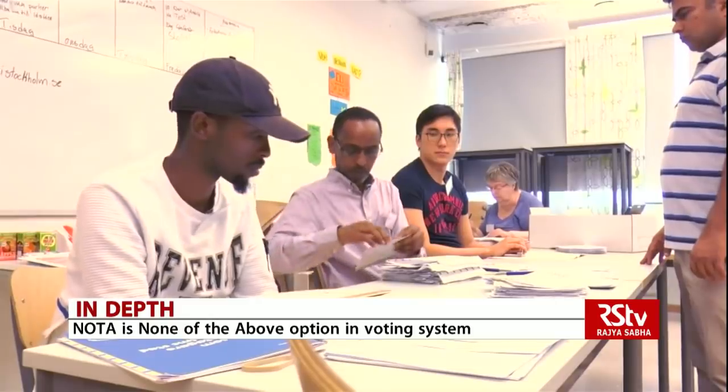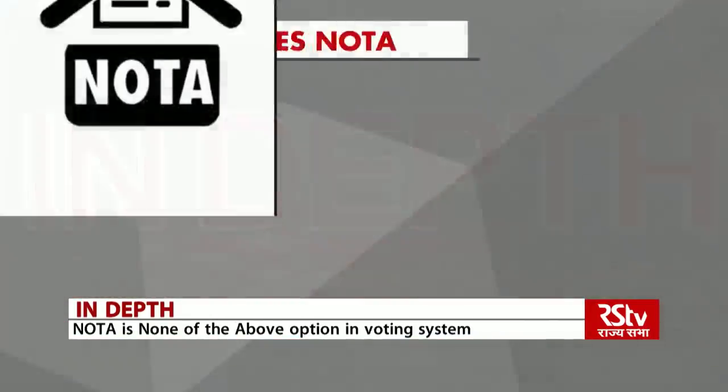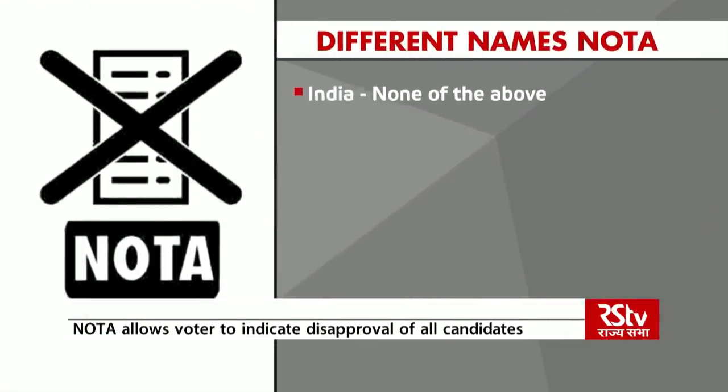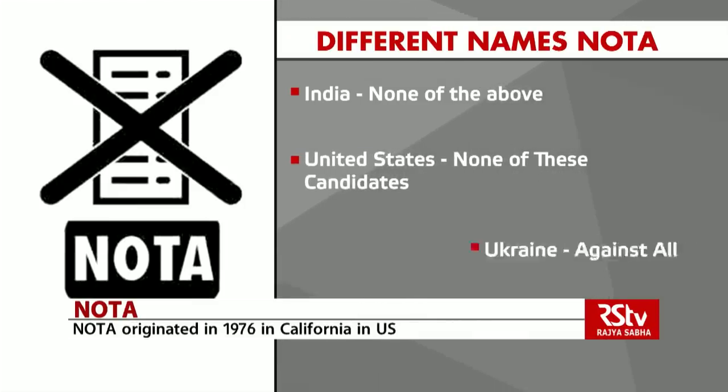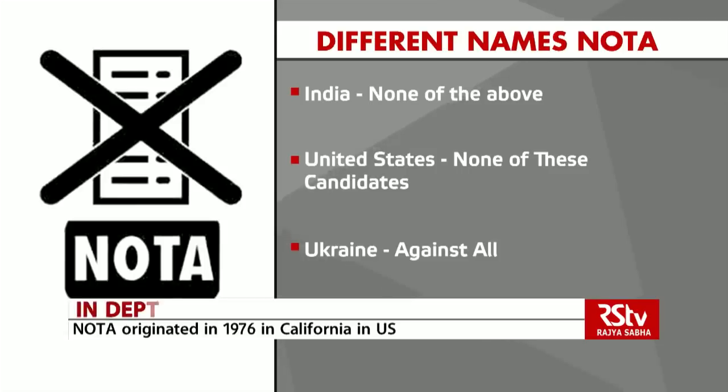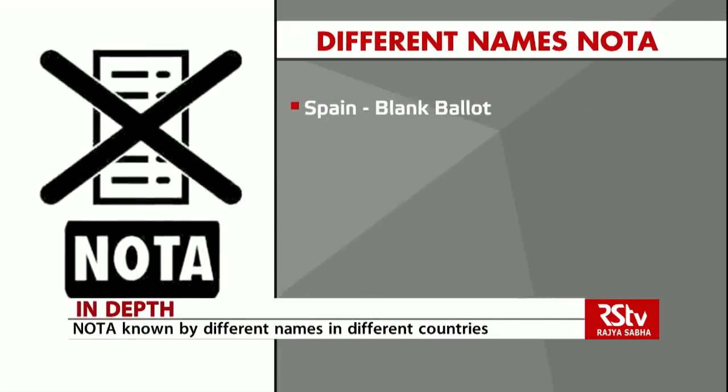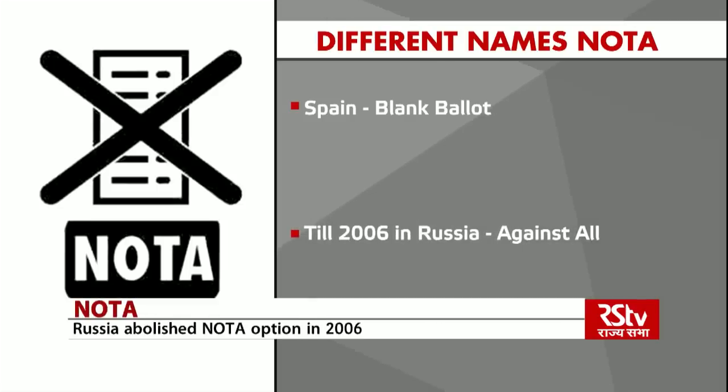Different names are used for the NOTA option. In India, NOTA means none of the above. In the United States, it is none of these candidates. In Ukraine, it means against all. And in Spain, it is blank ballot. Till 2006, when this option was valid in Russia, it meant against all.